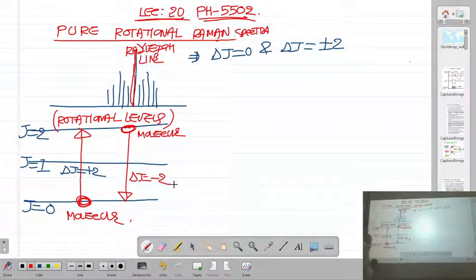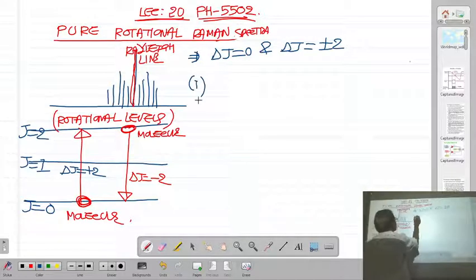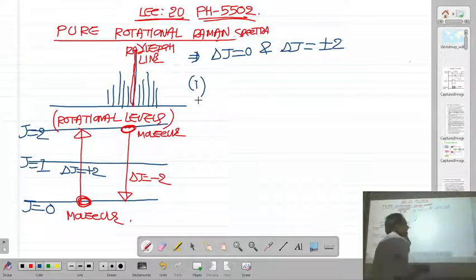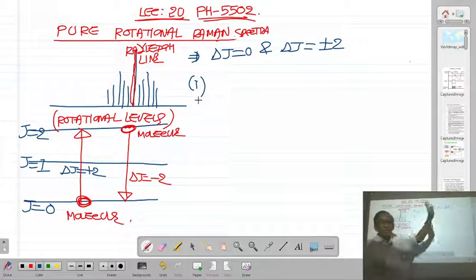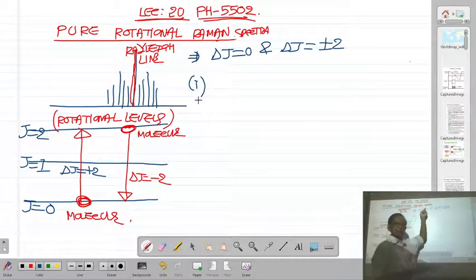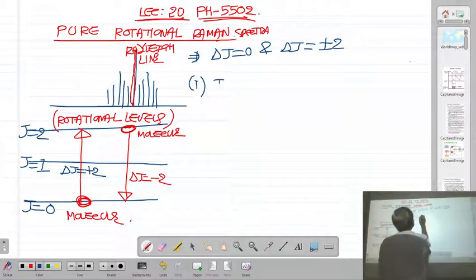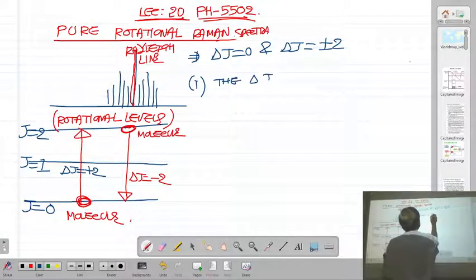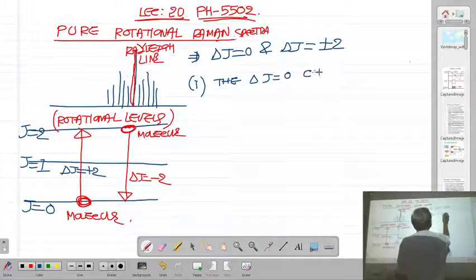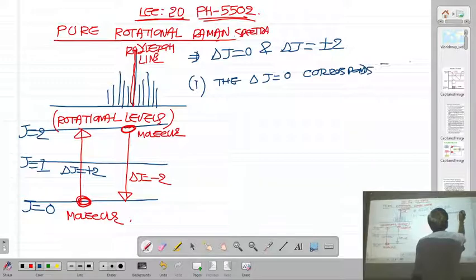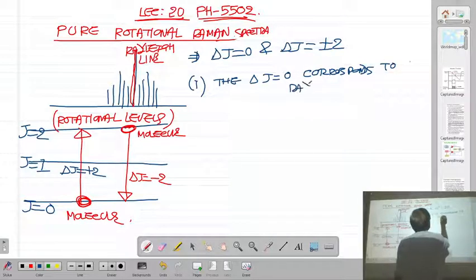Okay. So delta J is equal to 0. I will give you a slight hint. Number 1: delta J equal to 0 corresponds to the Rayleigh line. The transitions corresponding to delta J equal to 0 will give the Rayleigh line. So delta J equal to 0 corresponds to the Rayleigh line.